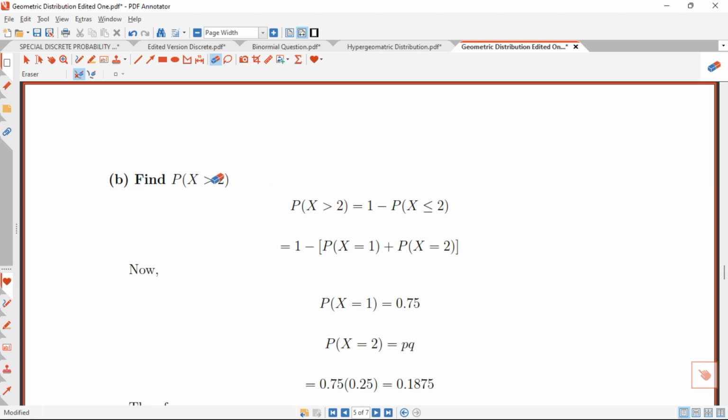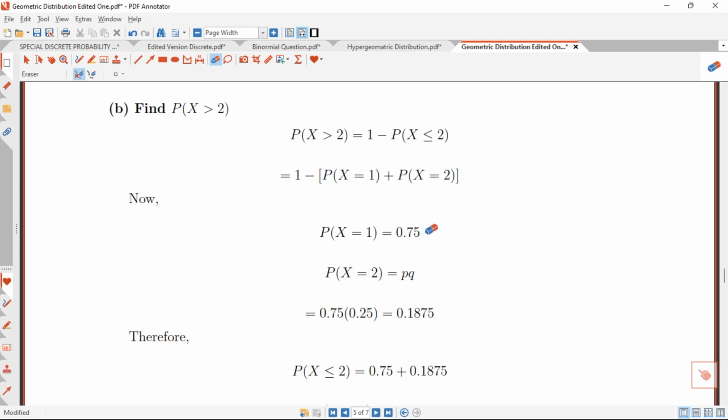Okay, and the probability that our x is greater than 2. We can write this in the form of 1 minus the probability that x is less than or equal to 2, which will give us 1 minus the bracket open probability that x is equal to 1 plus probability that x is equal to 2. Already we know the probability that x is equal to 1 to be 0.75. What will be the probability that x is equal to 2? It's going to be p times q. Why did we go p times q? Because we are going to get p times 1 minus p raised to the power x minus 1, and our x is equal to 2, so we get p times 1 minus p raised to the power 2 minus 1, which will give us p times 1 minus p, and 1 minus p is equal to q, which will give us pq. That's the reason why we had this one here.